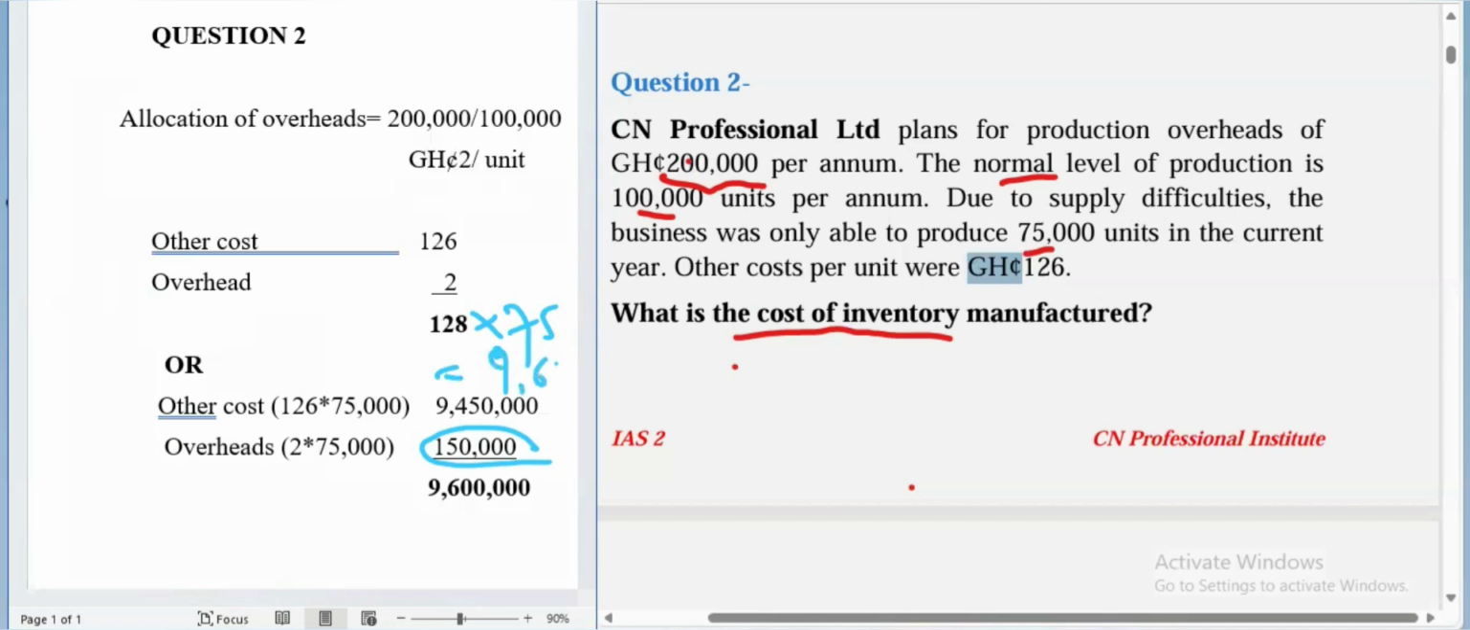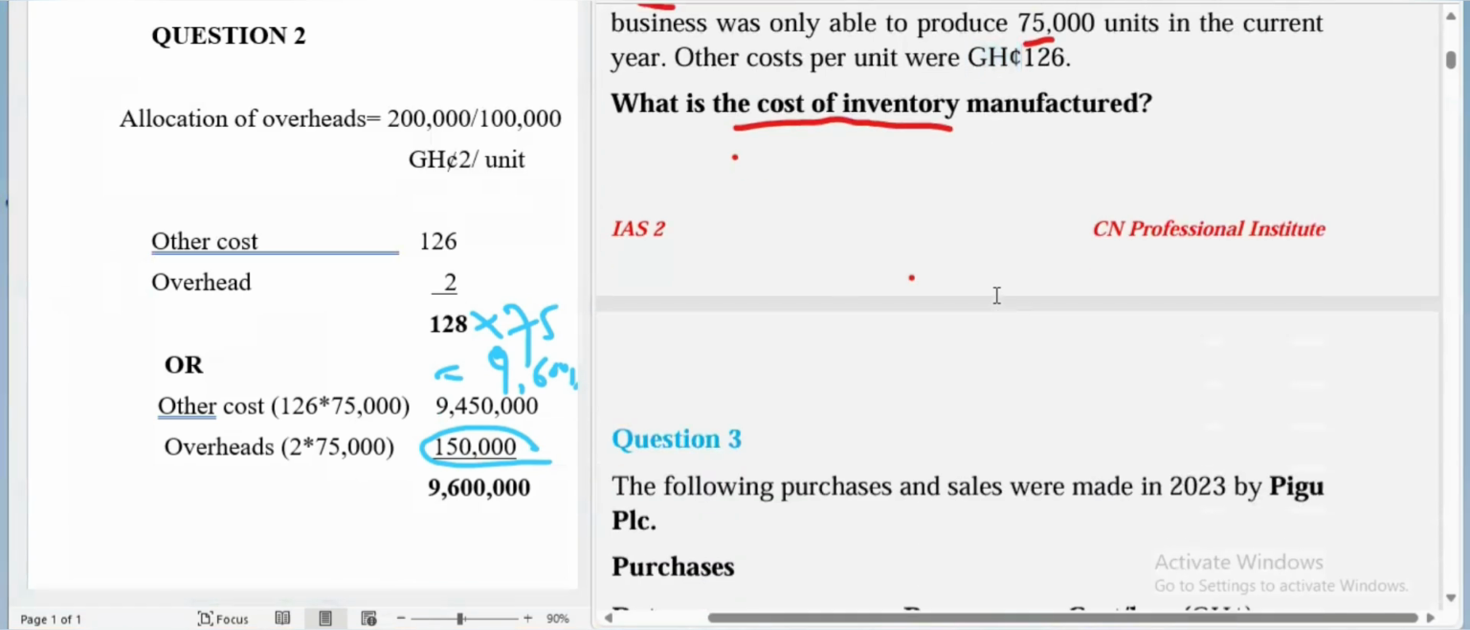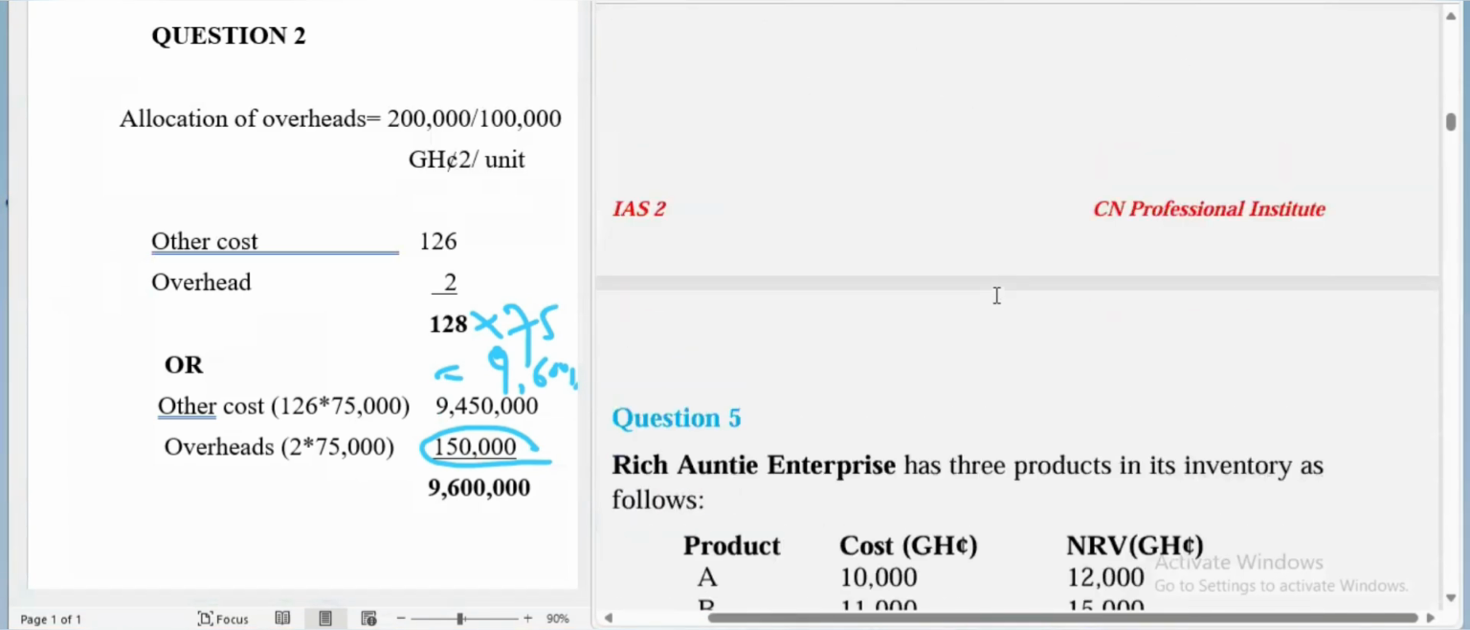9,600,000. Okay. So that's question 2. Now let's go and look at another question, question 8.